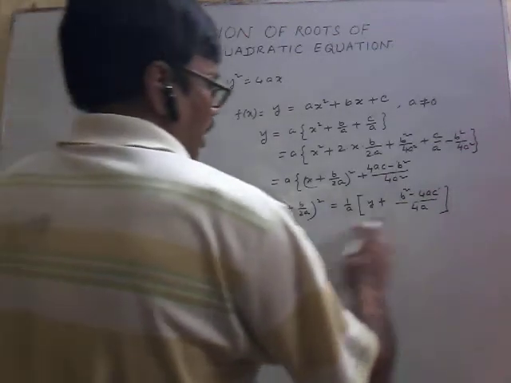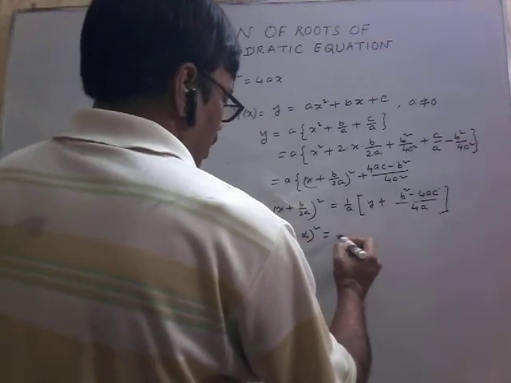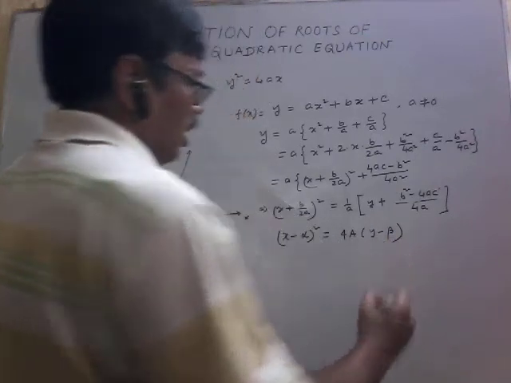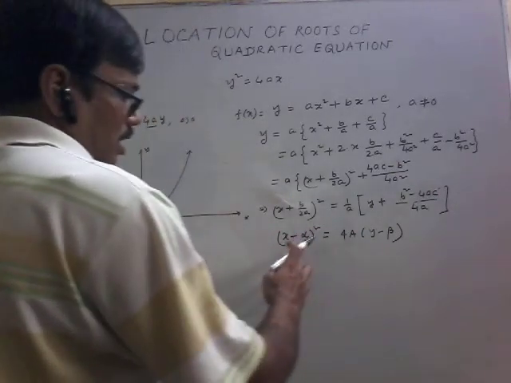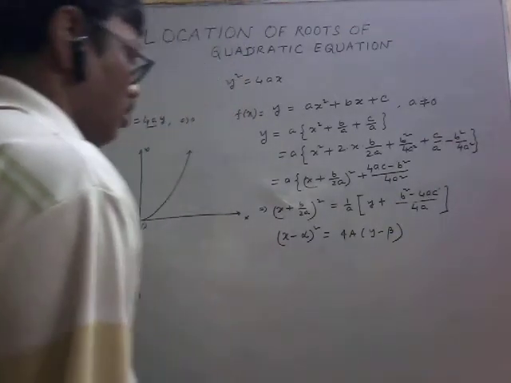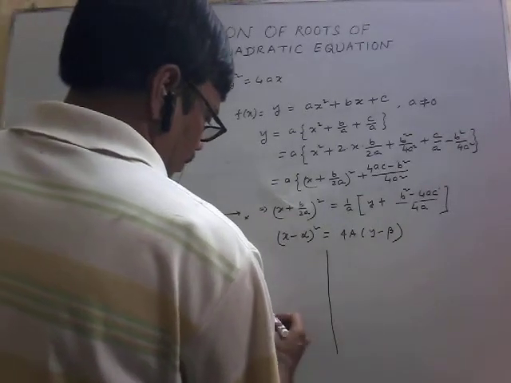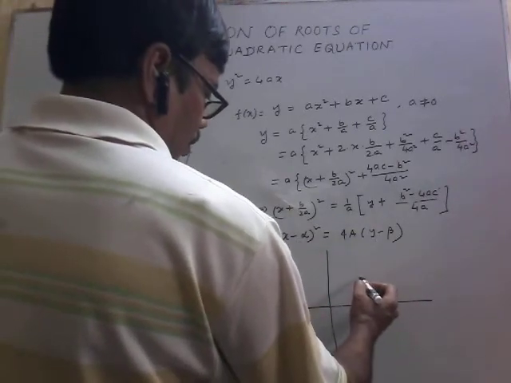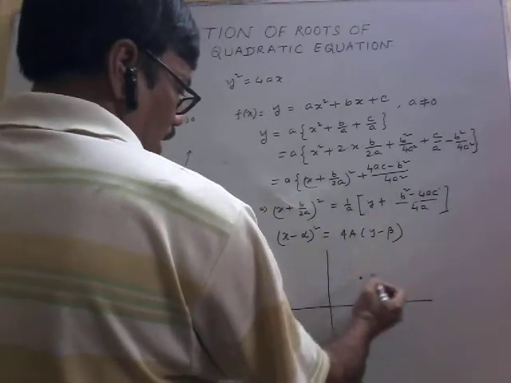So this is parabola. Which type? (x minus alpha) whole square equals 4 into a into (y minus beta). This is a parabola whose axis is x minus alpha equals 0, that is parallel to y-axis. So figure will be like that. Look, vertex is (alpha, beta), and axis is x equals alpha.